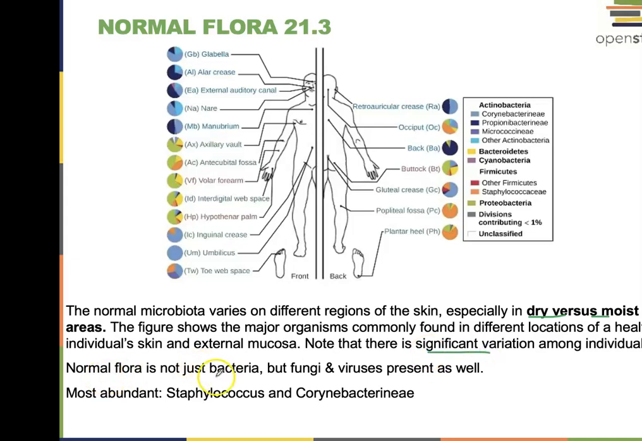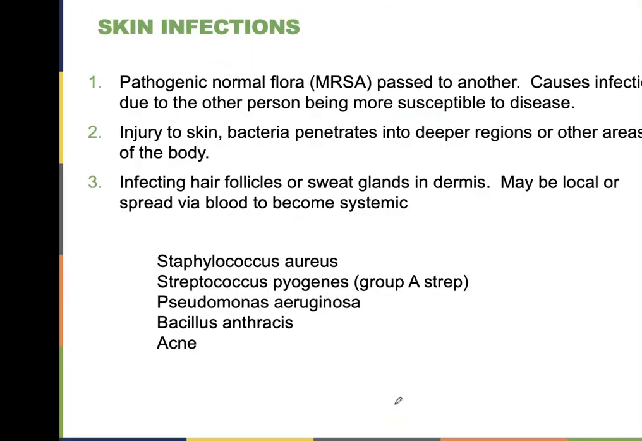And remember that it's not just bacteria. We have fungi that live in our skin and also viruses. The most abundant from here you can see is Staphylococcus. So we worked with Staphylococcus in our lab a lot. And then Corynebacteria. This is the genus term for that. And we find those widely spread throughout our skin. All right. So when we get a skin infection, it's due to several ways, right?